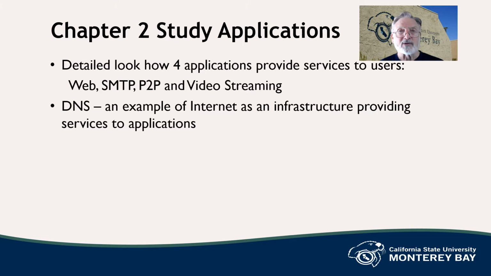The other application we will study, the domain name system, or DNS, is an example of the internet as an infrastructure for services. Although users make use of DNS, it is not so much a user application as it is needed by other applications for translating host names to IP addresses. Hence, it is part of the infrastructure and platform the internet provides.